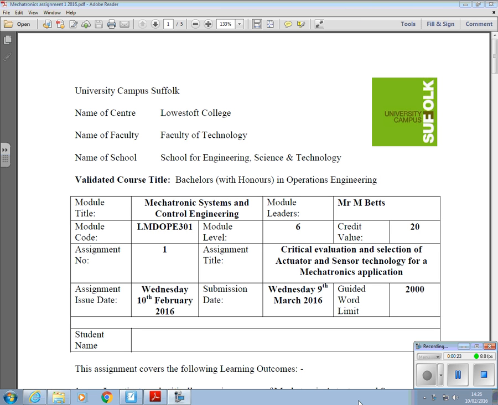Assignment 1, critical evaluation and selection of actuator and sensor technology for mechatronics applications. Issued today, Wednesday the 10th. Submission date is in 4 weeks' time, Wednesday the 9th of March 2016. That's not actually up on the Learn site yet, but I will be doing that tomorrow. Just got it. Right, so that's the details on the front page. Your word limit is 2,000 words.